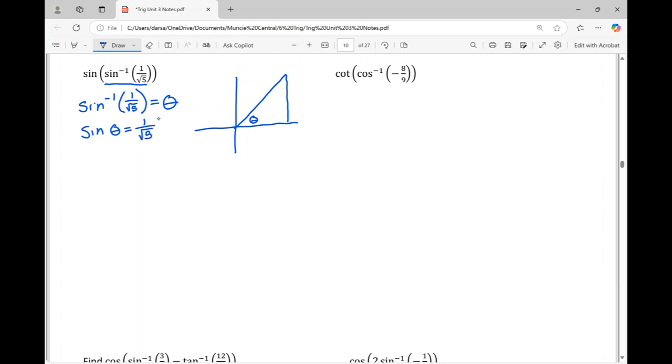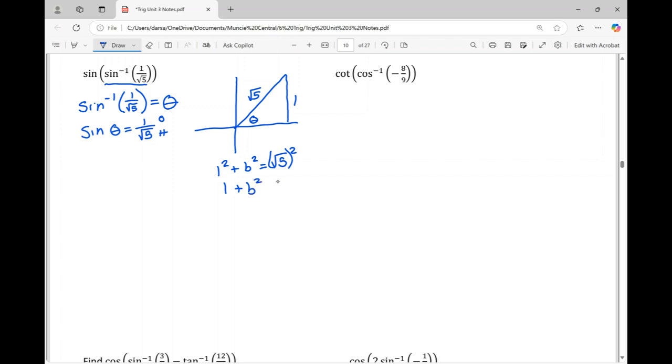So we can use SOHCAHTOA, opposite over hypotenuse. Here's my opposite, so this will be a 1. And this will be a square root of 5. We'll finish this off by filling in the rest of the numbers using the Pythagorean theorem. 1 squared plus side b squared is equal to square root of 5 squared. Remember, you must do leg squared plus leg squared equals hypotenuse squared.